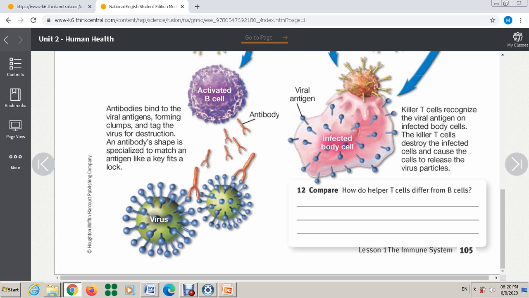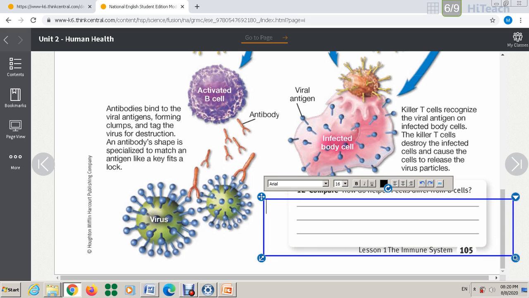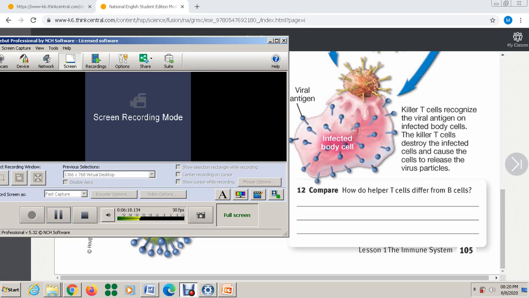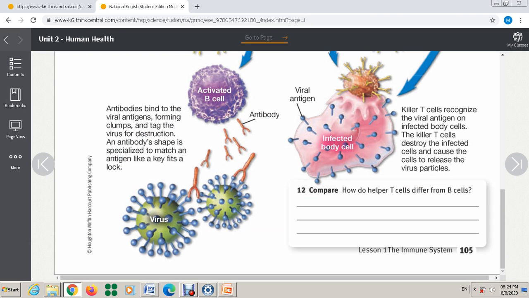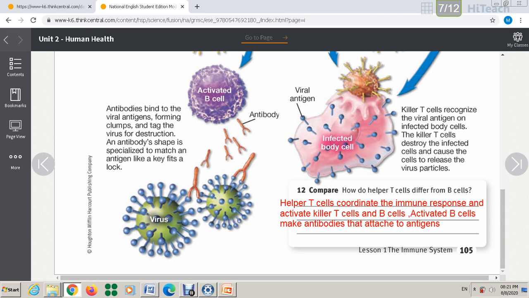Now you have question 12. How do helper T cells differ from B cells? Helper T cells coordinate the immune response and activate killer T cells, and activated B cells make antibodies that attach to antigen. All right, that's the answer here. Please copy the answer and put it in your notes in your book.